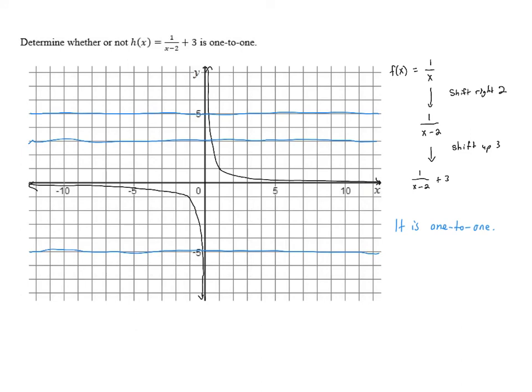Sometimes we don't even need to sketch the graph of a function if we know that it's a transformation of a different function and we know that that function is 1 to 1.